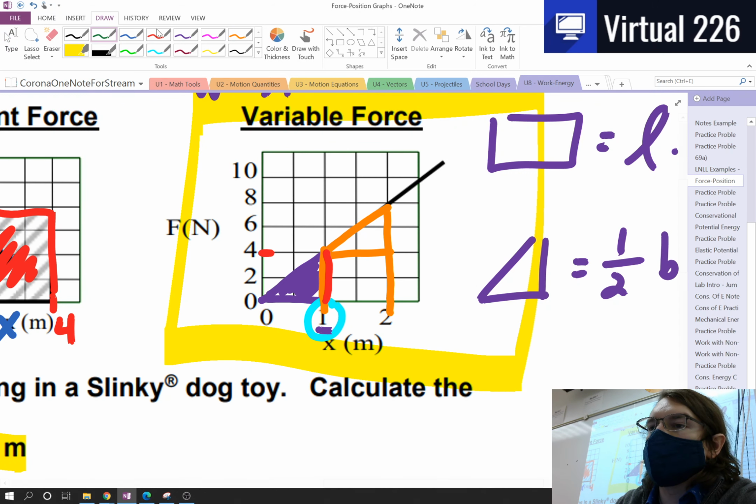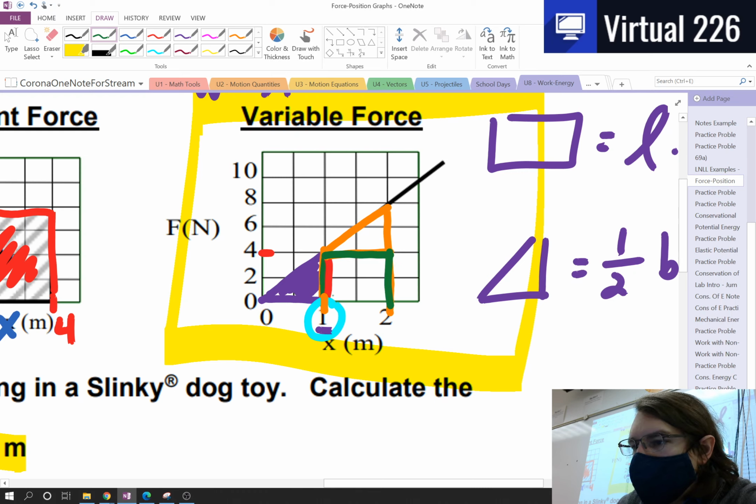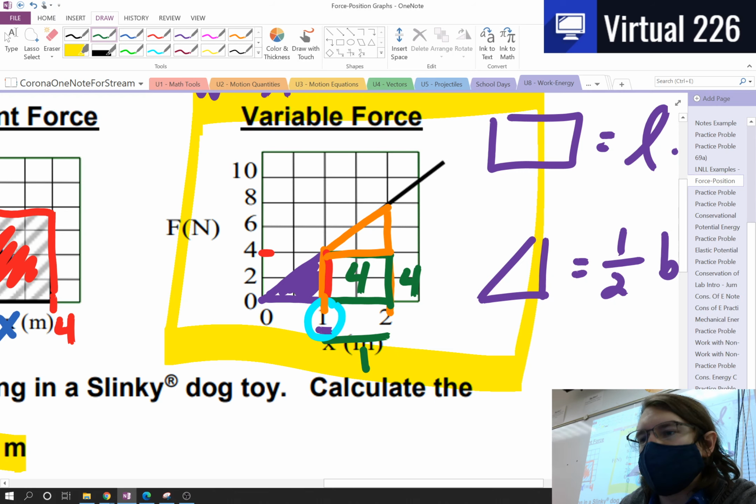Okay, so we're figuring out what this area is. Down here, I have a nice square, rectangle, I don't know. But the base of it is 1, because we go from 1 to 2, so that's really just a separation of 1 down here. And it has a height from 0 to 4, so 4. So 1 times 4, that's 4.